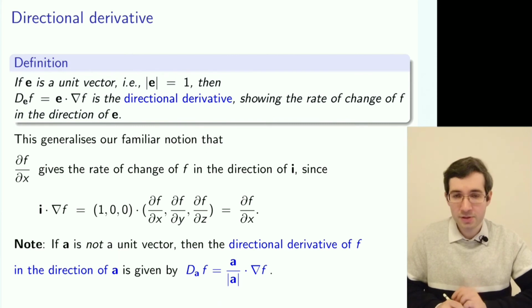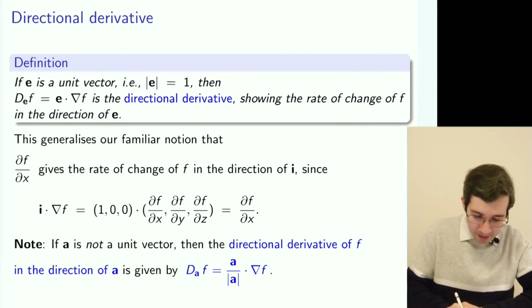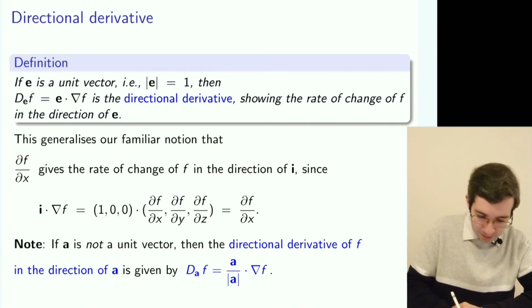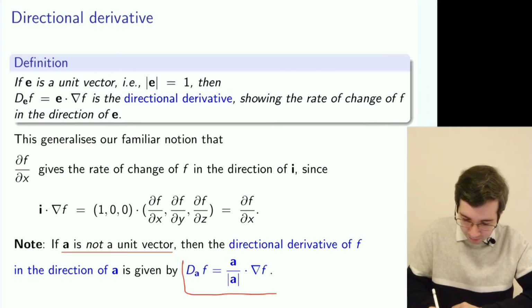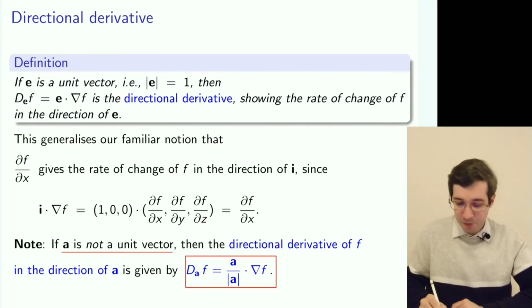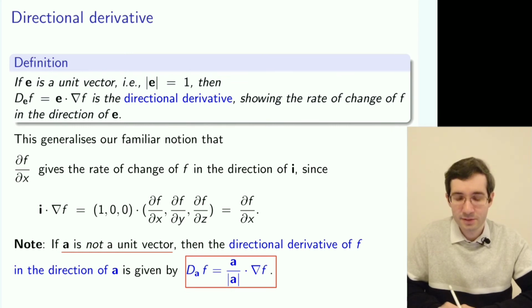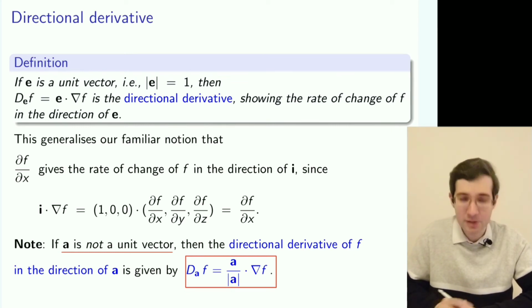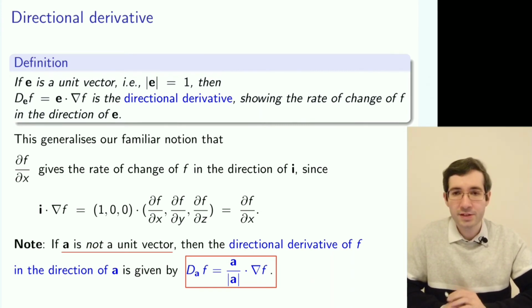An important point here is that if we are asked to compute a directional derivative of f in the direction of a, and a is not a unit vector, then you have to use a more general formula of that kind. So you have to multiply by this vector in a scalar product and then divide by the magnitude of this vector. So the result will be the same as if you multiply by the unit vector. So that's the most general definition of the directional derivative.